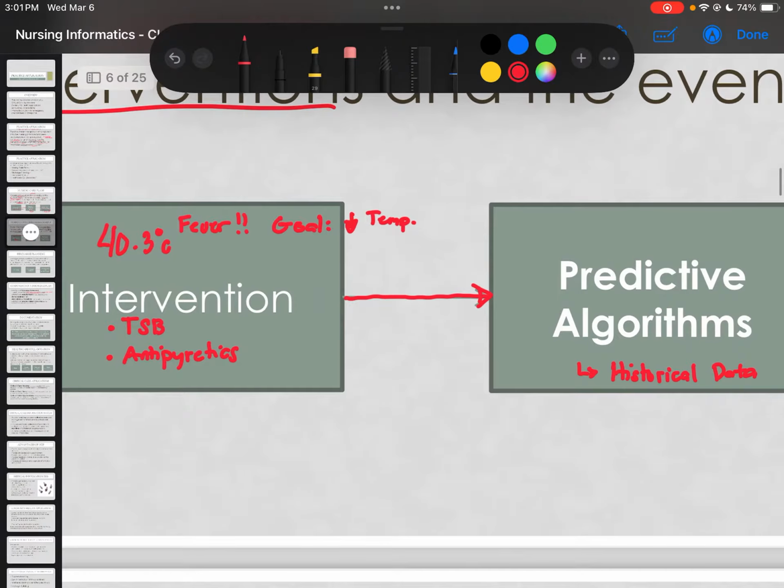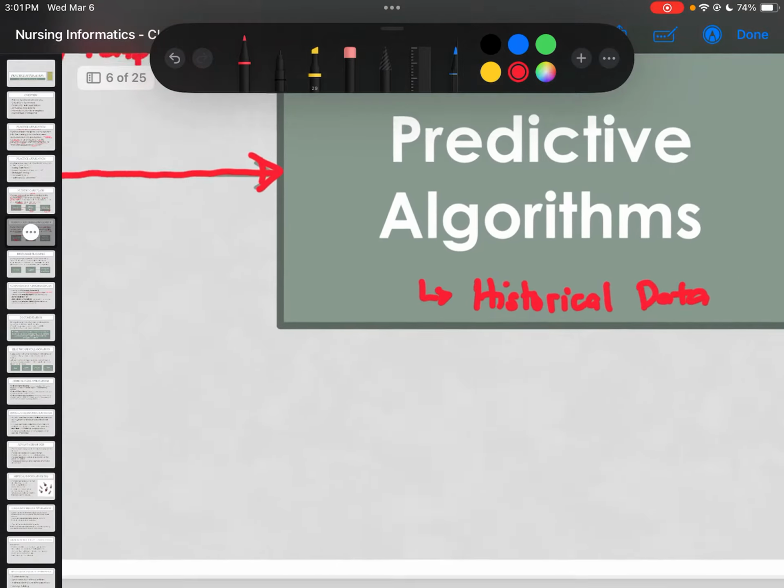It will check all previous interventions, that all previous patients that used tepid sponge bath and antipyretics to check their effectiveness. Okay, kitao niya if effective ba ang mga past uses sa ato ang tepid sponge bath or antipyretics.